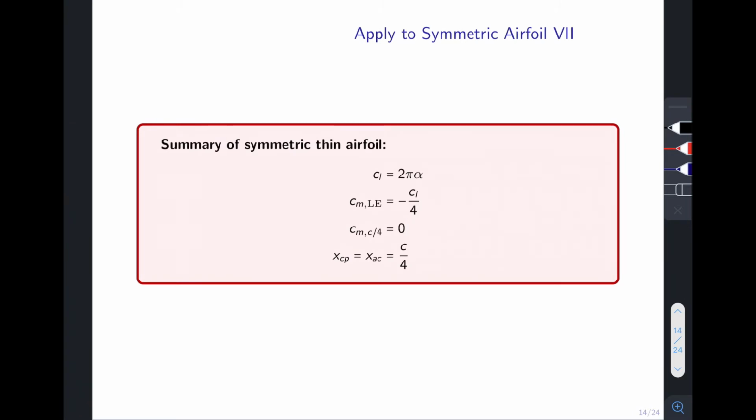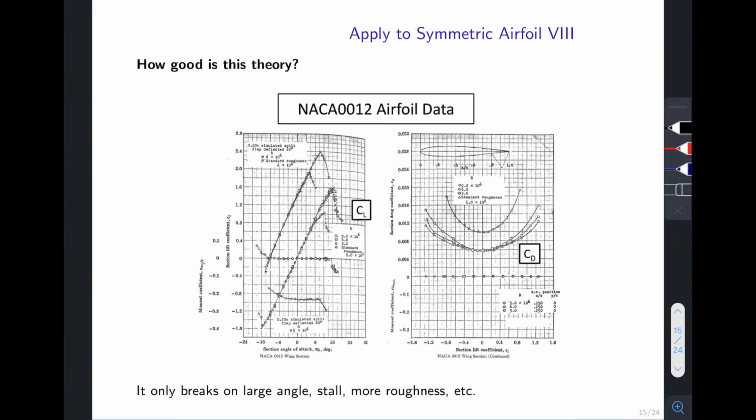And the center of pressure, as well as the aerodynamic center for a symmetric airfoil, would be at 25% of the chord length if you compute it from the leading edge. Okay, so it will be C divided by 4.